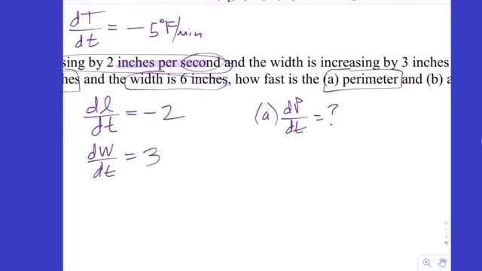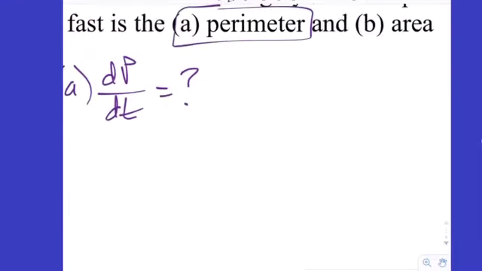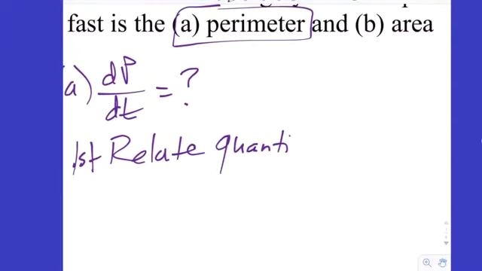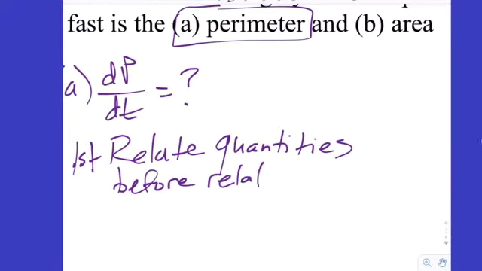Now, here's ultimately why it's called related rates. I have two rates of change over here for the length and width. I want to find the rate of change of the perimeter. I want to be able to relate the rate of change of P to the rate of change of L and/or W. I need to relate these rates to each other. That's the task. Okay? So before you can relate the rates to each other, you have to relate the quantities to each other. So I'll write that out here. We must first relate the quantities before we relate the rates.